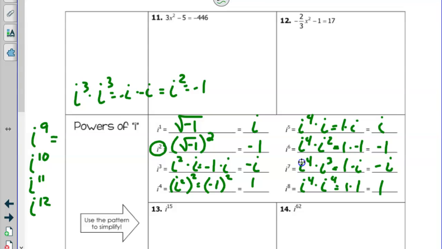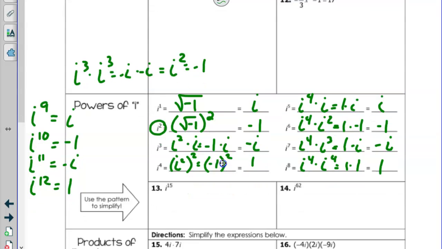What's i to the 9th? i. Then i to the 10th, i to the 11th, i to the 12th. And it's just every 4th it repeats. And that was that toggle switch going around in the video.